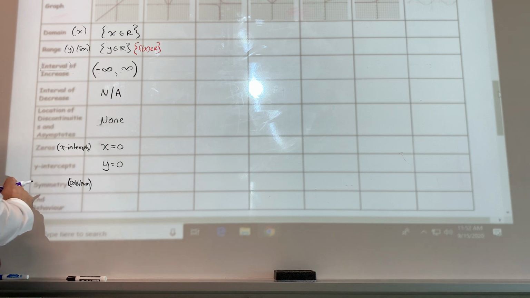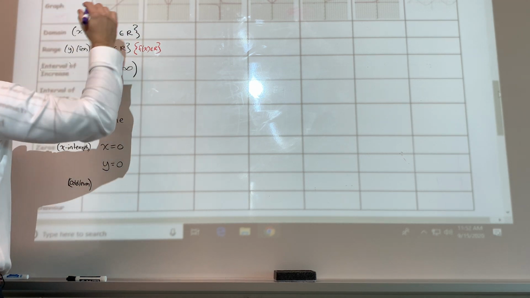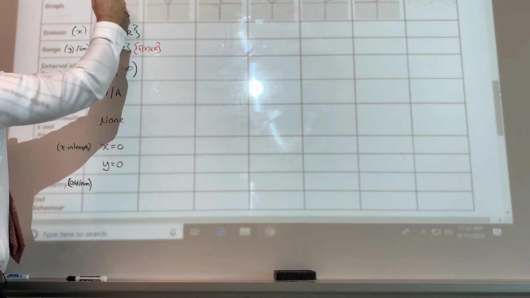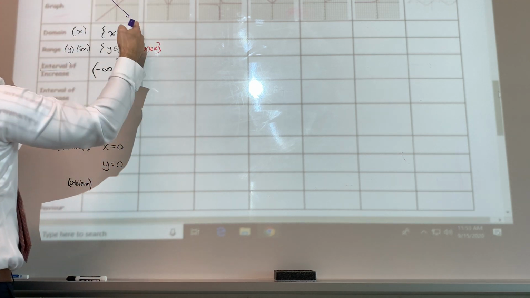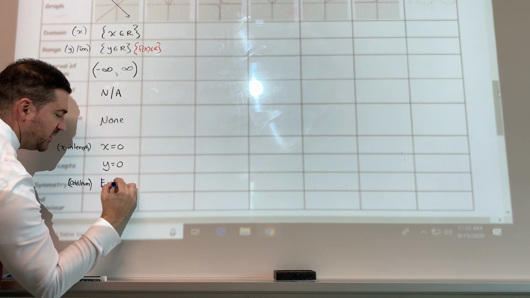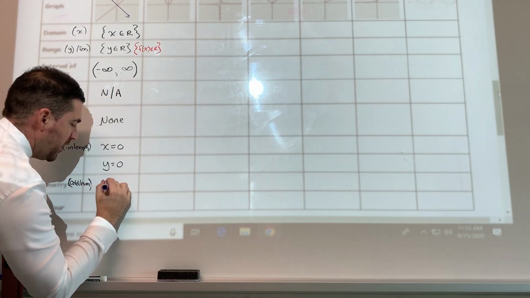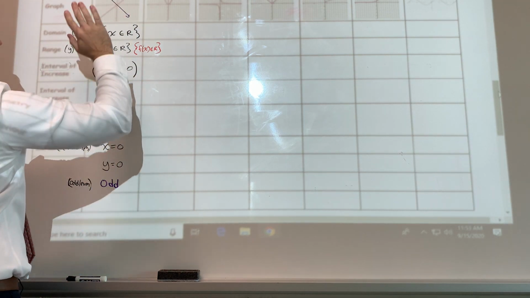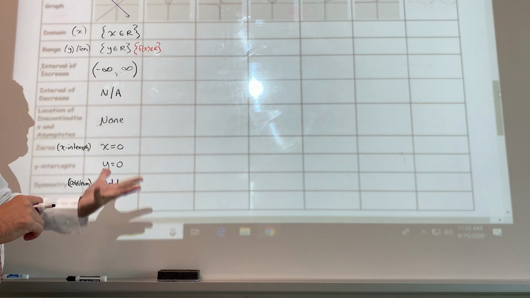No, it would not. So it's not an even function. If I reflect it over the y, it would look like this, and if I reflect it over the x, it would also look like this. So in this case, it is even. Oops, sorry, no. It is odd. It's an odd function, because the reflection over the y and the reflection over the x are exactly the same.